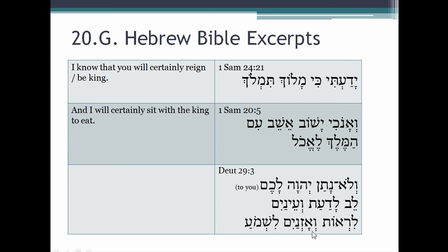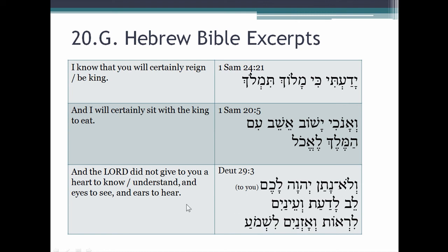Ve'oznayim. And ears, lishmoa, same construction. Lamed, we have a verb lemma, we have an infinitive construct. Here's our shva, holem. And ears to hear. So the complete translation here: and the Lord did not give to you a heart to know or to understand, and eyes to see, and ears to hear. That's the end of the exercises for Futato Chapter 20.